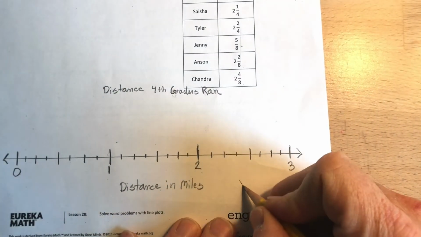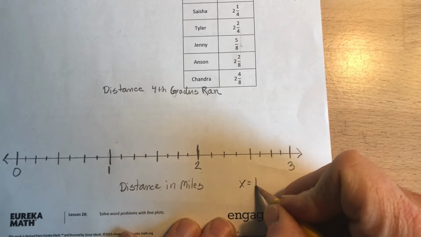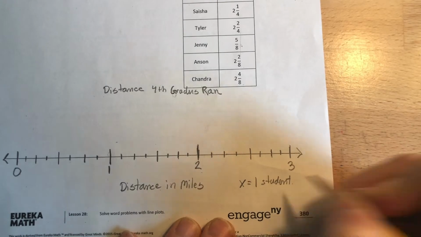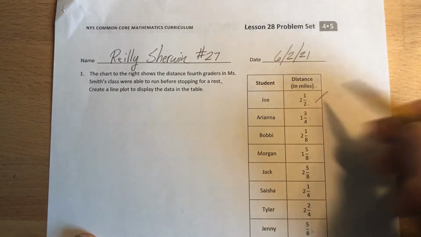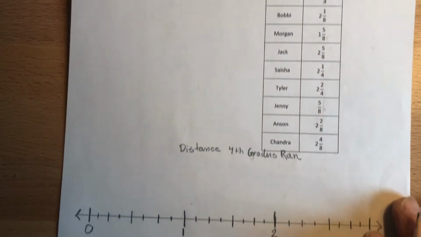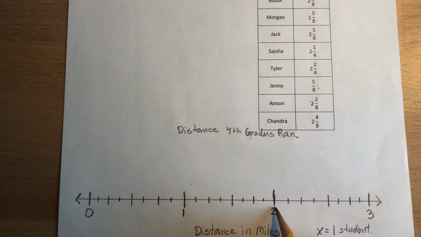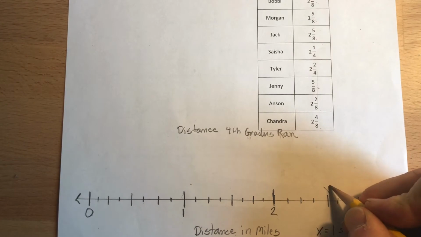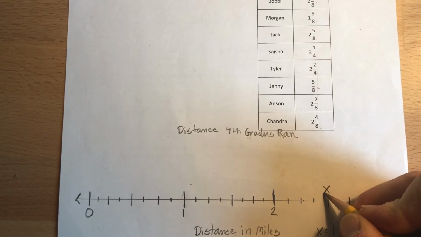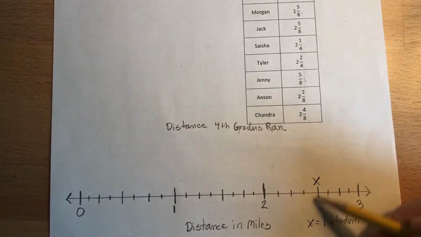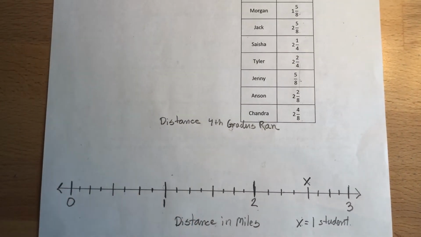Let's write this down. X's will equal 1 student. Okay. So I'm going to look up here and find Joe. Joe went 2.5 miles. So I'm going to put an X over that spot, okay? So I'm going to find 2.5 miles. So there's 2 and there's a half, right? So I'm going to put 1 X right there. See that? Above it. Good. And I try to make my X's about the same size every single time. Okay, it's important that we do that.